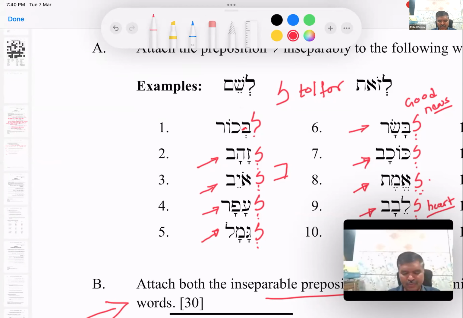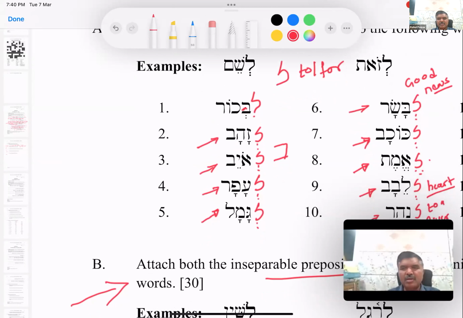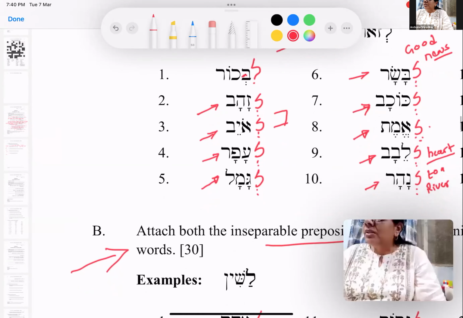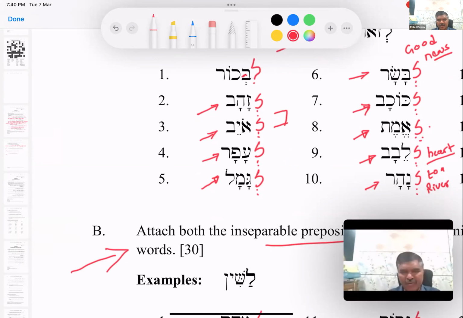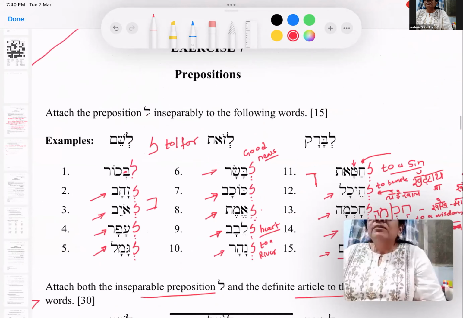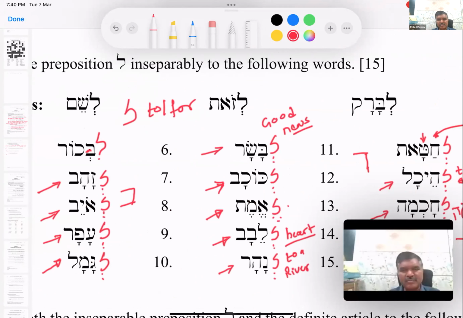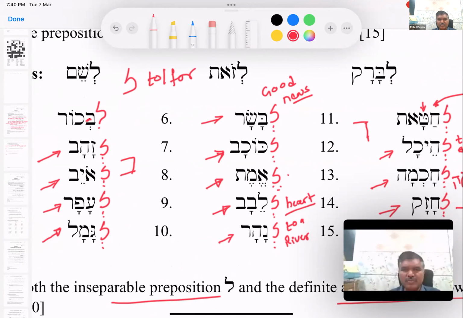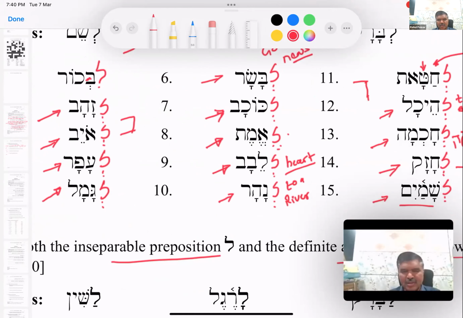Li-bkor. Then second is Zahav. Zahav is Le-Zahav. Third one, Oev. Le-Oev. Fourth one, Afar. Le-Afar. Then Gamal. Le-Gamal. Basar. Le-Basar. Kokav. Le-Kokav. Emet. Now, the rule will be, it will take the corresponding short vowel. Le-Emet.